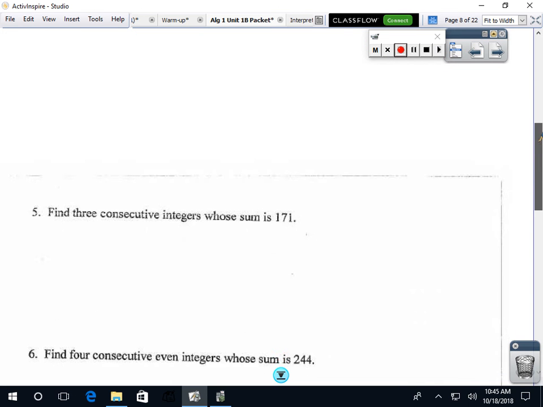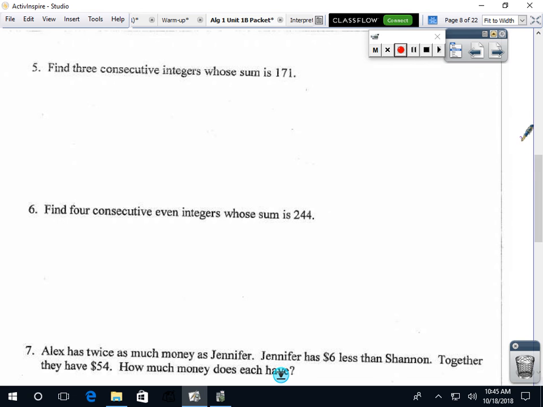Where'd it go? There it is. All right, find 3 consecutive integers whose sum is 171. So we're looking for 3 numbers whose sum, which means they add up, to equal 171. Well, they have to be consecutive, and remind me what that means again? Right, back to back to back.